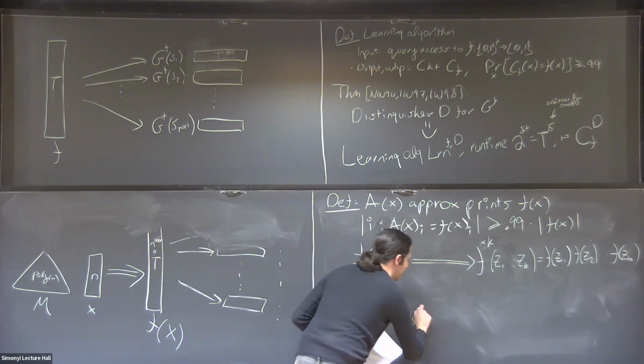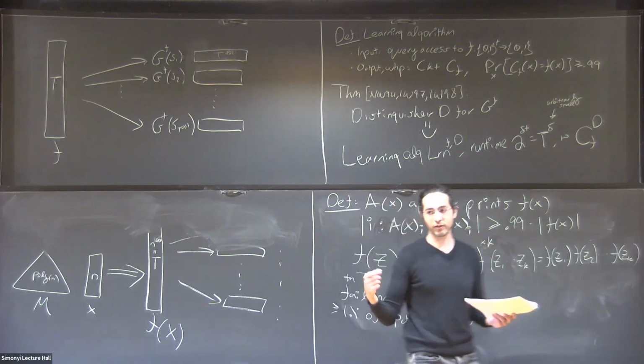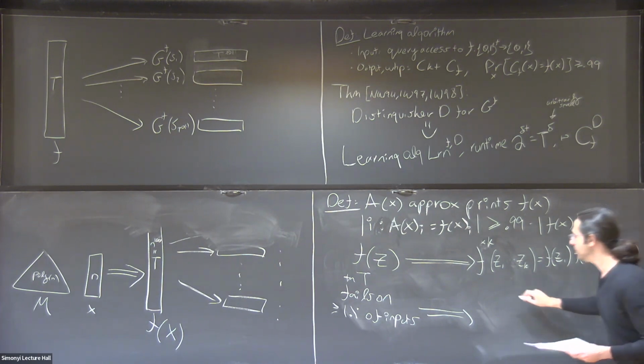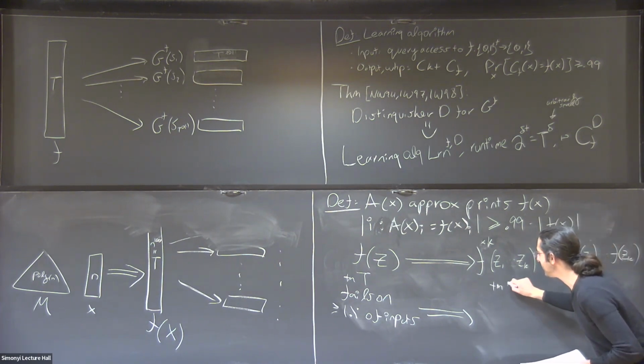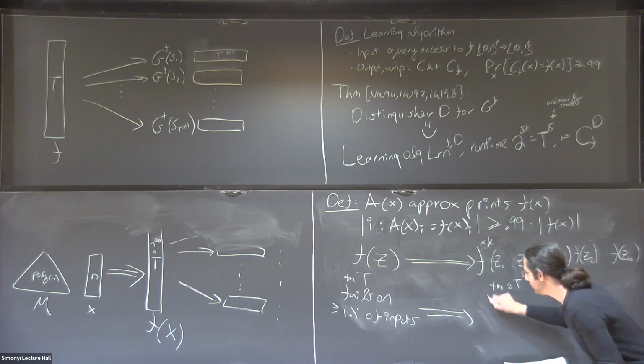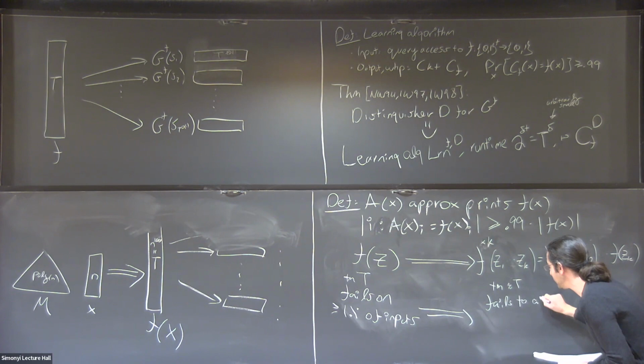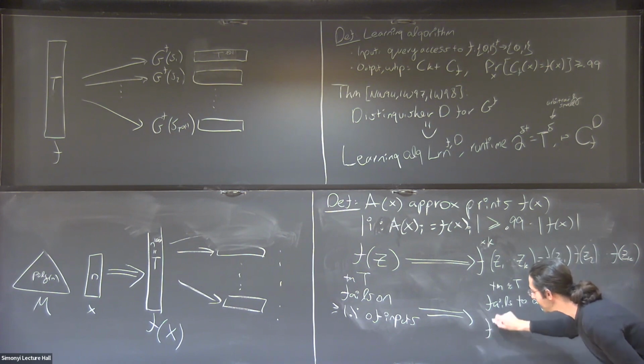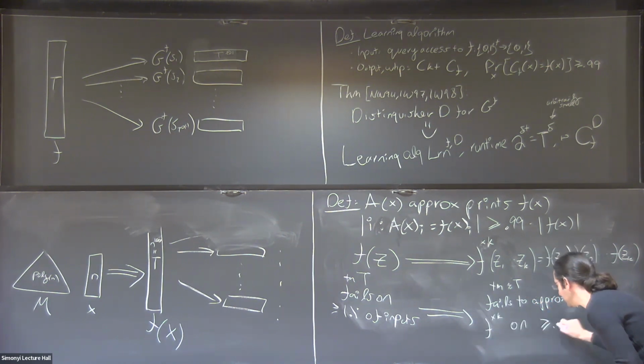we know, and this is true for any function, this is true unconditionally, this is simply a result. I'm hand waving some technical details, but it's still true, that every algorithm that runs in time approximately t here fails to approximately print the k-wise direct product on more than 99% of the inputs.